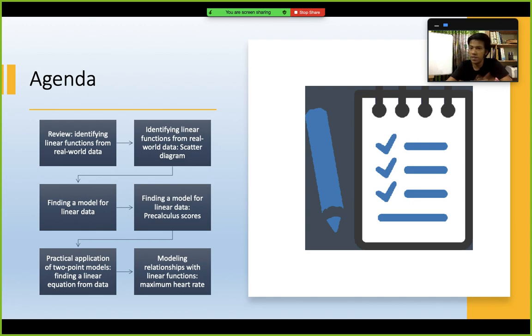Model means linear function or any kind of function basically, but since this class is related to linear, it is a linear function. Model means the equation or function that represents some real life thing, that is called a model.